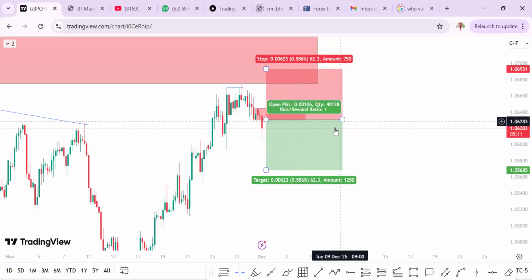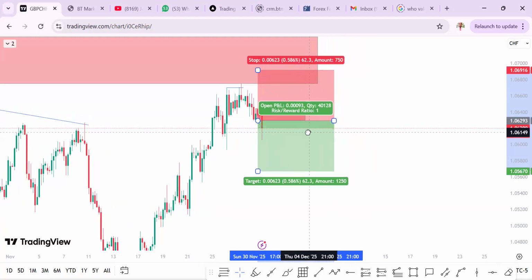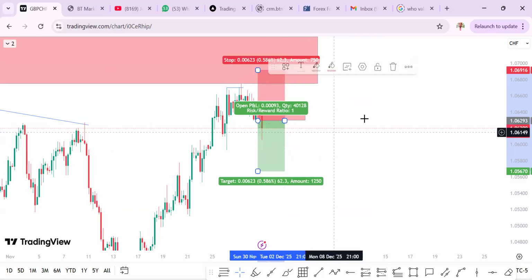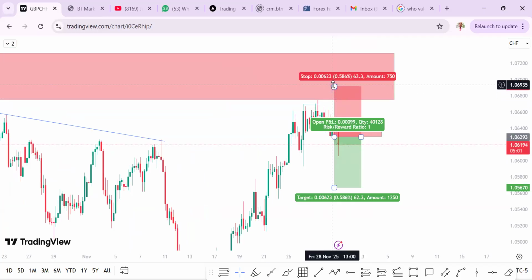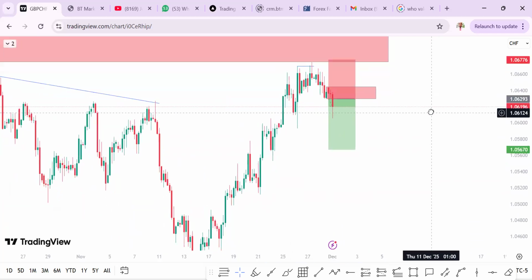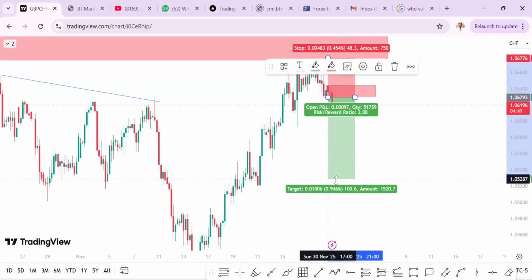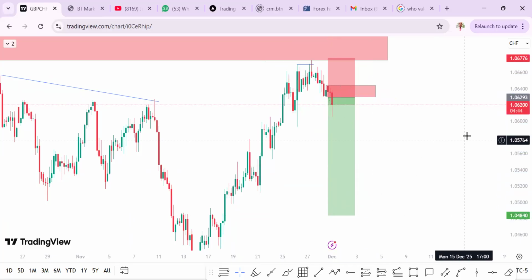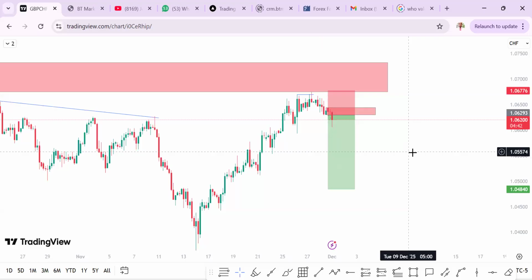Sell limit here. So sell limit there. Let our stop loss come above this high. That's about 48 pips. Target, let's target 1 to 3. So USD chef, GBP chef. So we can have a sell limit on GBP chef.